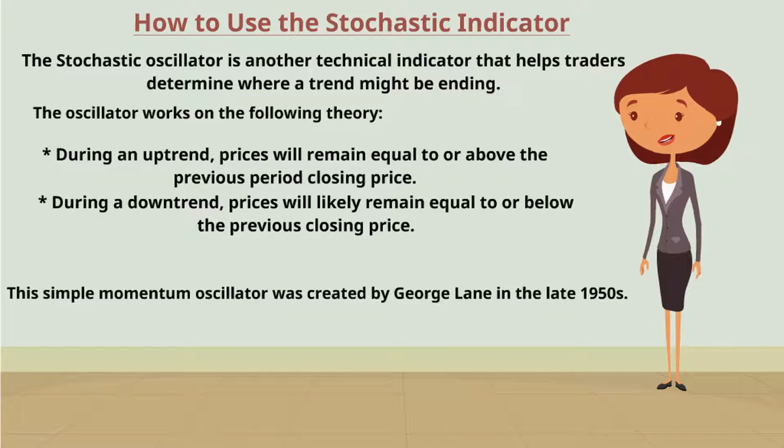The oscillator works on the following theory. During an uptrend, prices will remain equal to or above the previous period closing price. During a downtrend, prices will likely remain equal to or below the previous closing price. This simple momentum oscillator was created by George Lane in the late 1950s.